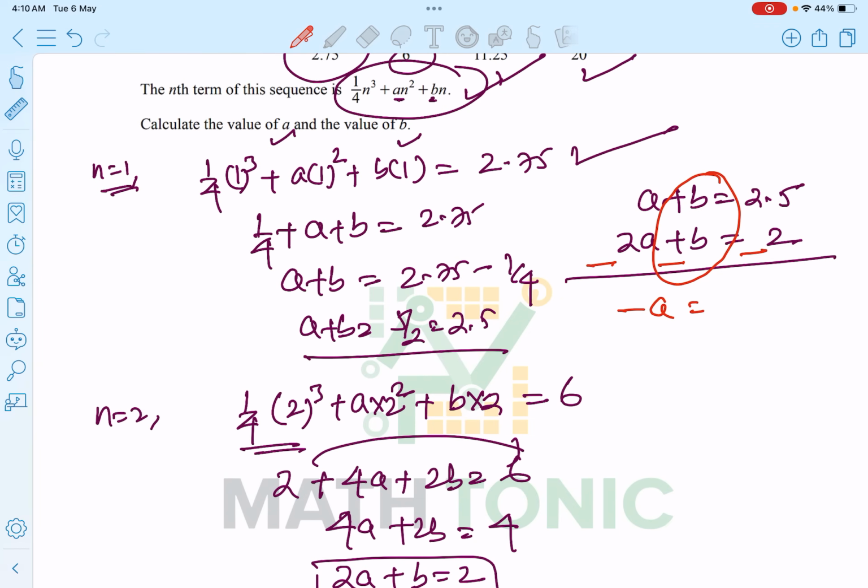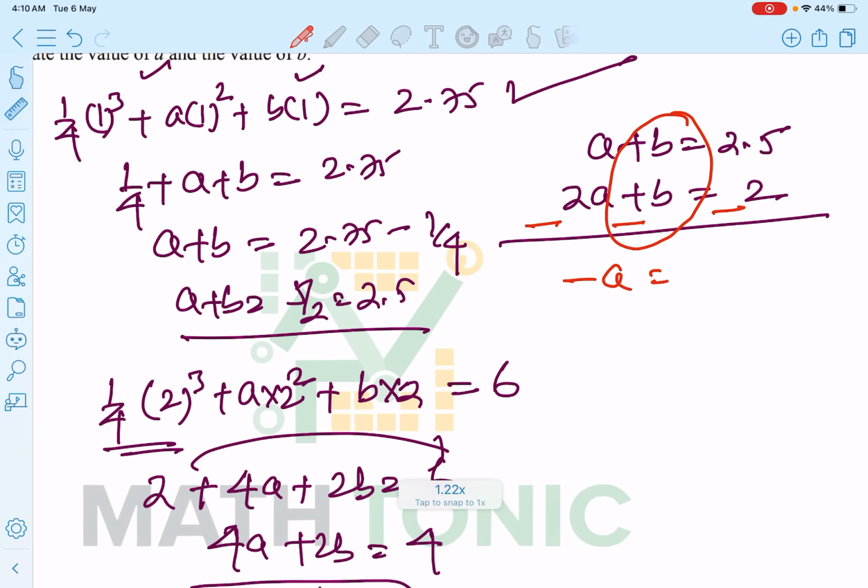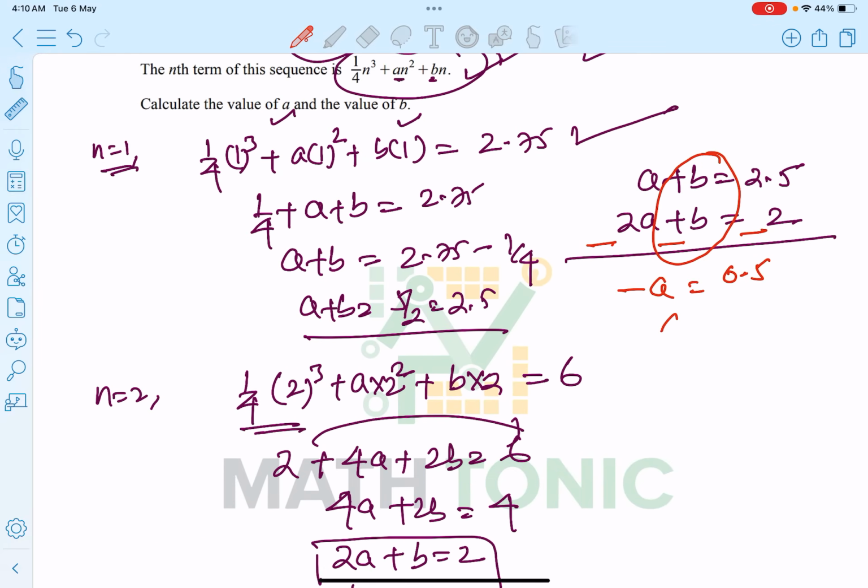A minus 2 equals minus a, right? And 2.5 minus 2 equals 0.5. I'm sorry, 0.5. Got it, everyone, clearly? Then how to find the value of a? So a equals minus 0.5. Simple. Is it okay? Then how to find the value of b?